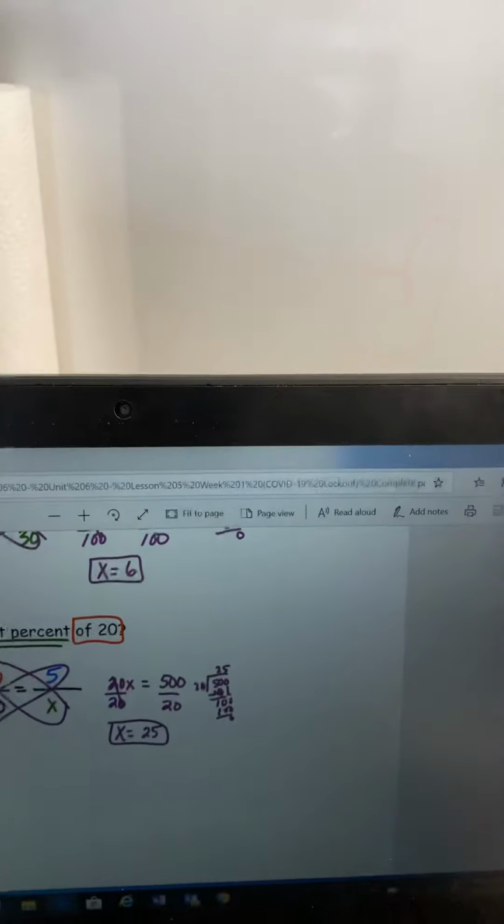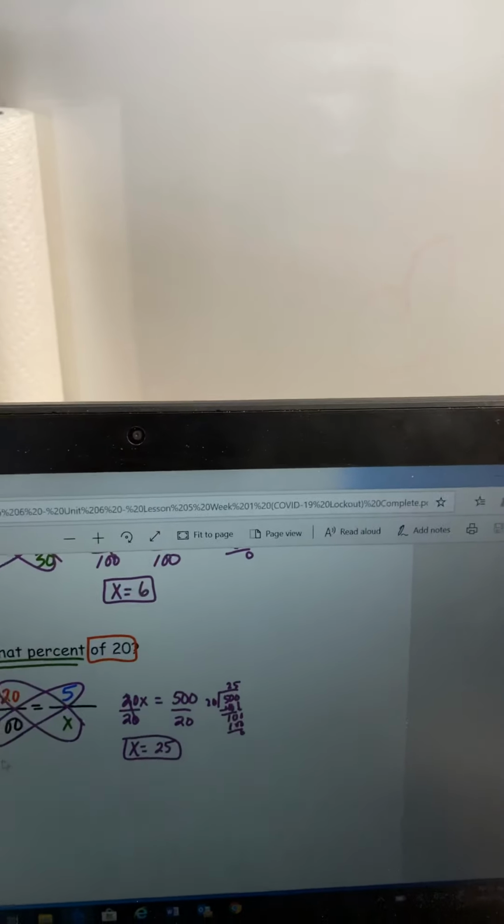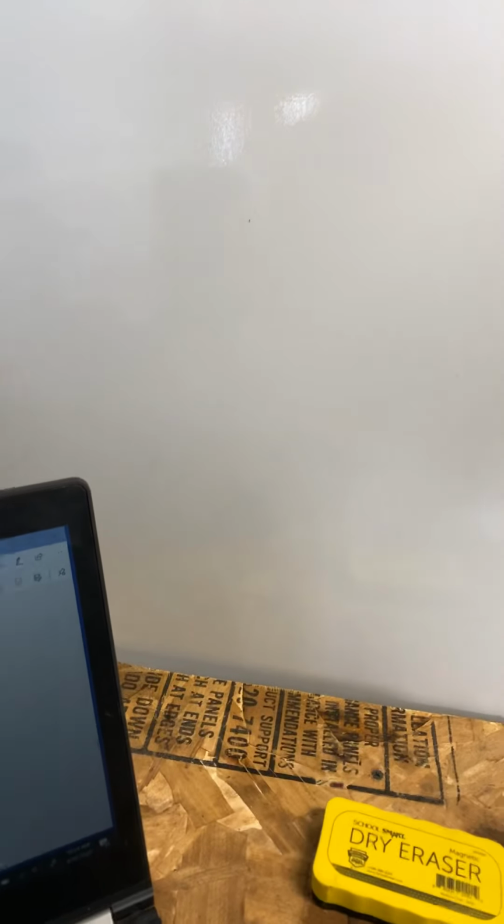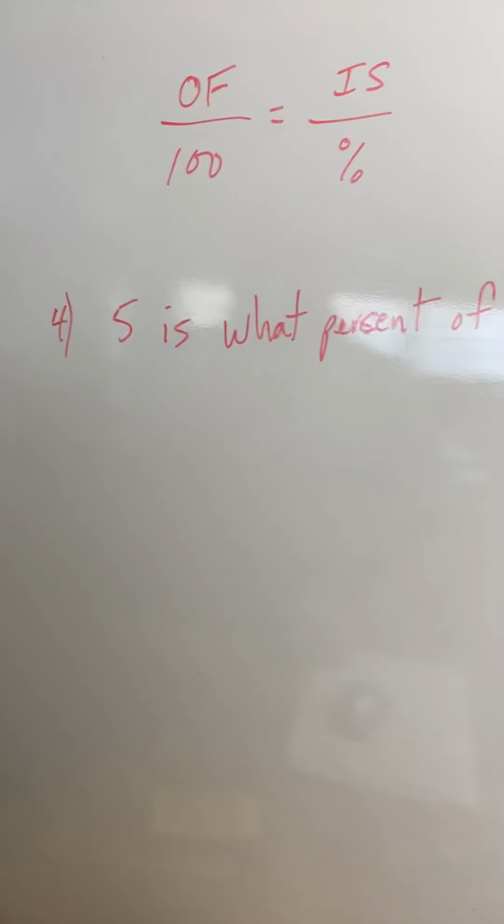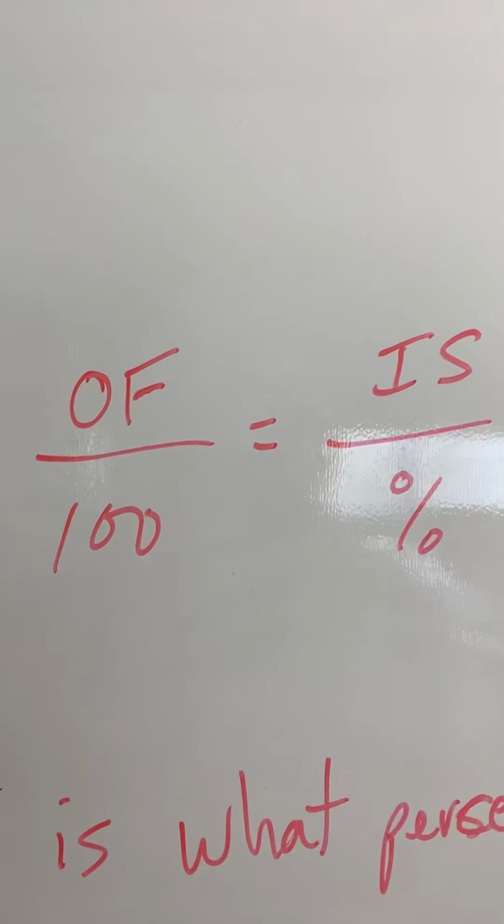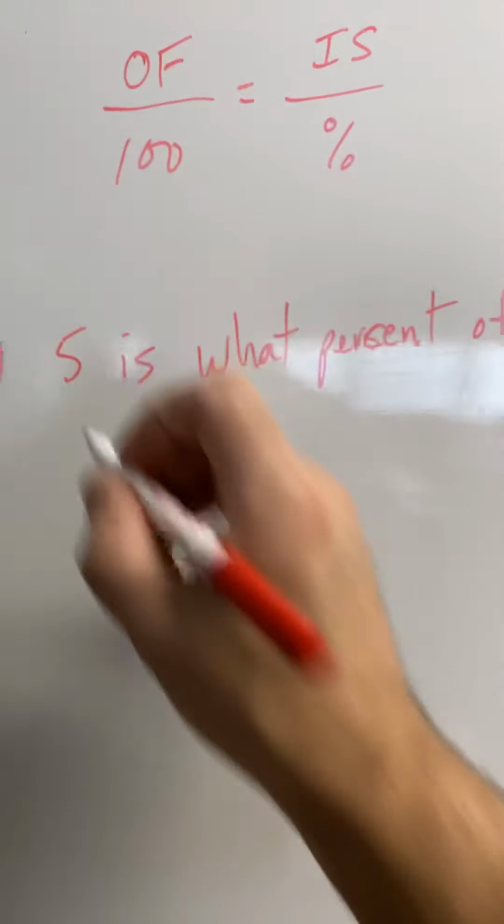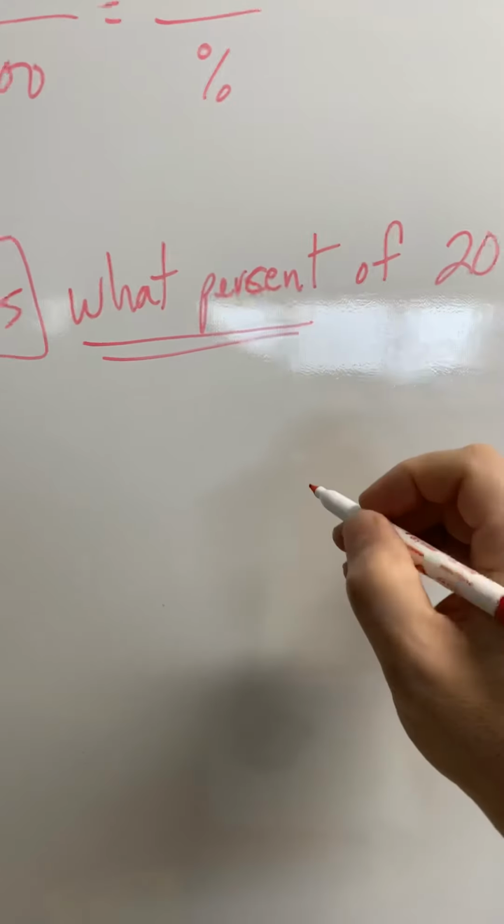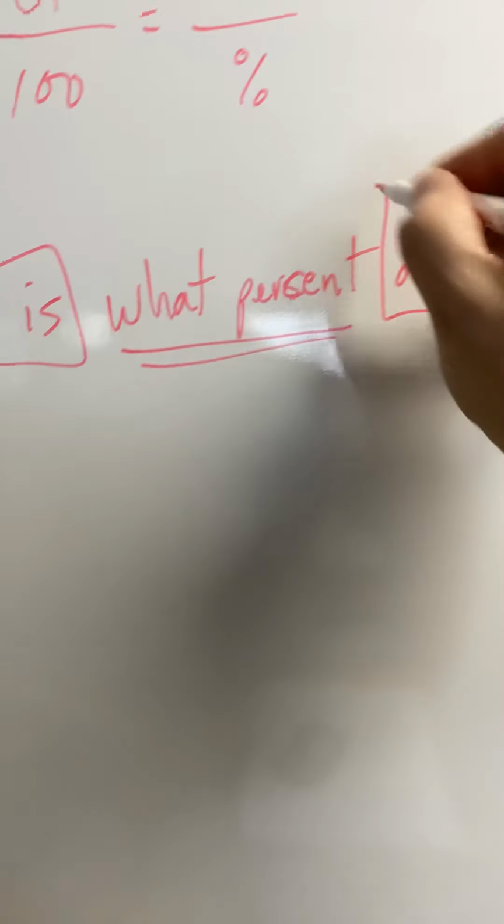5 is what percent of 20. So now I have it on the board. What we're going to do is still use that proportion. Fill in what you know. 5 is what percent, we don't know, of 20.